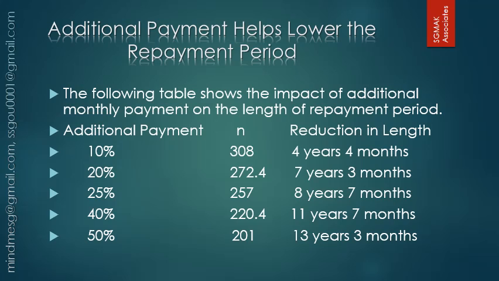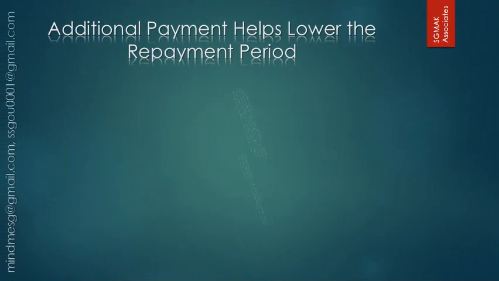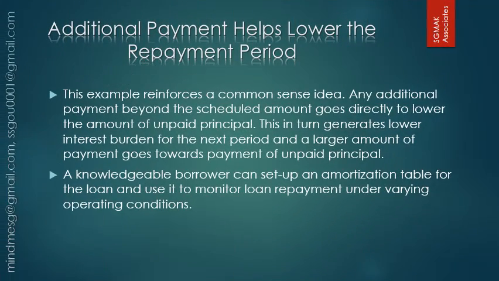So it shows that a small amount of additional initial payment has significant impact on the length of the plan period. So the principle here is, this example reinforces a common sense idea. Any additional payment beyond the scheduled amount goes directly to lower the amount of unpaid principal.